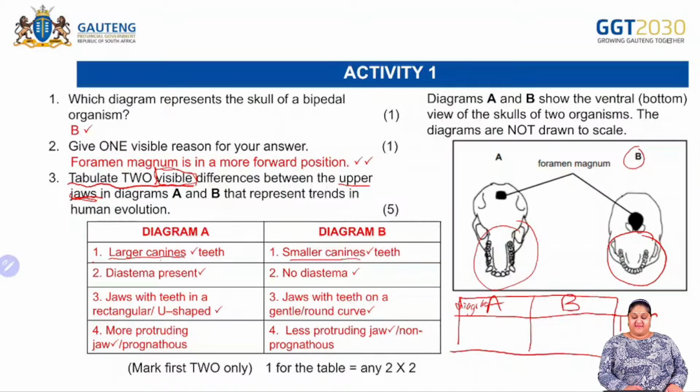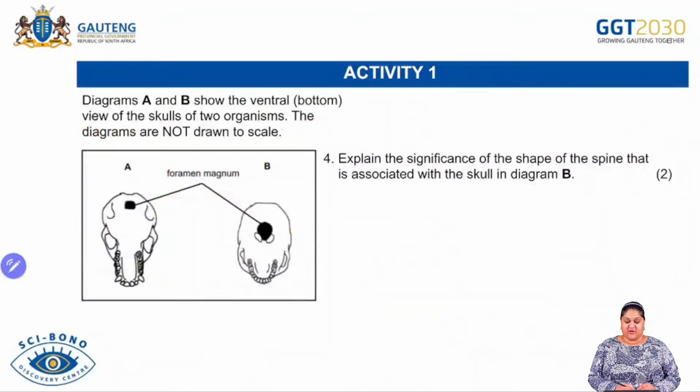And then we have mark 2 first, mark the first 2 only. As I said, the question asks you to tabulate 2 differences, so we will only mark the first 2. So make sure that your first 2 are correct. And then we have number 1 for the table. That's how you're going to get your marks over there.